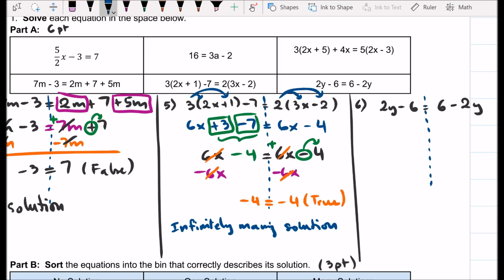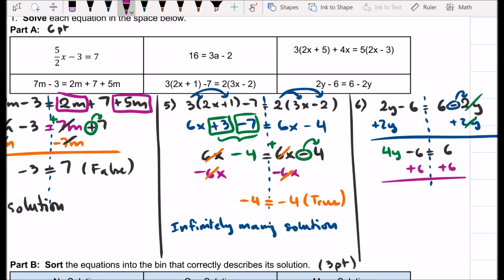So we're gonna circle the negative 2y. This negative belongs to the 2y. So we're gonna add 2y on both sides. Adding 2y on both sides, the y will cancel out on the right side. On the left side you have 4y minus 6 equals 6. Then we're gonna add 6 on both sides. So 4y equal to 12. Then 4y means 4 times y, so you're gonna divide by 4 on both sides. So y equal to 3 as the final answer.